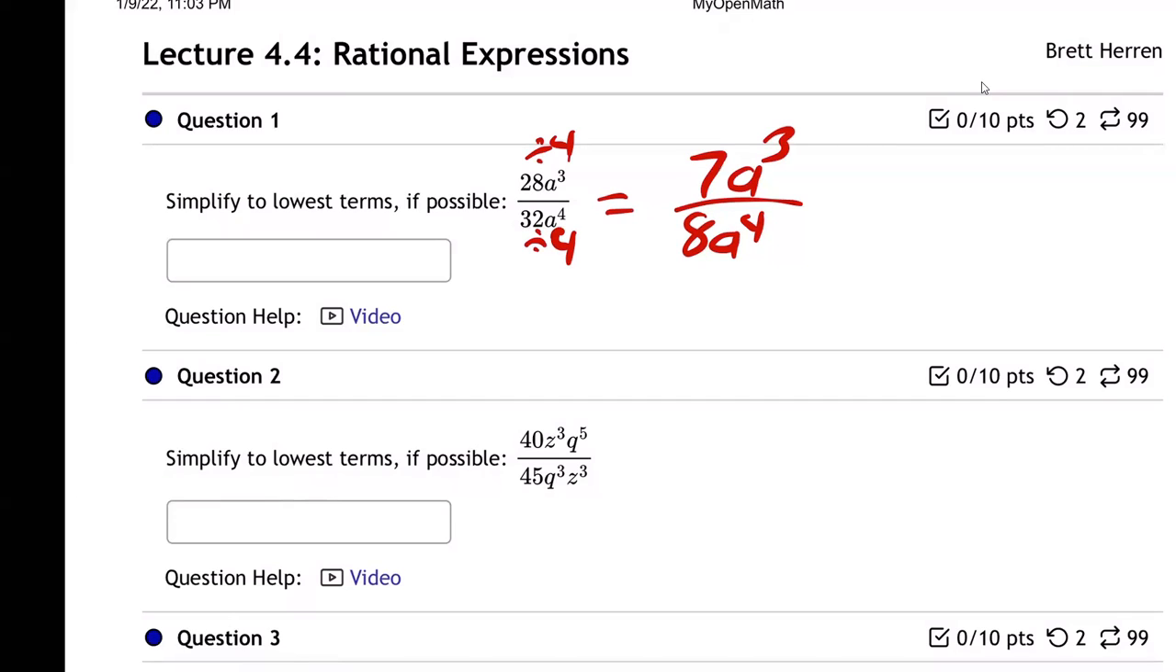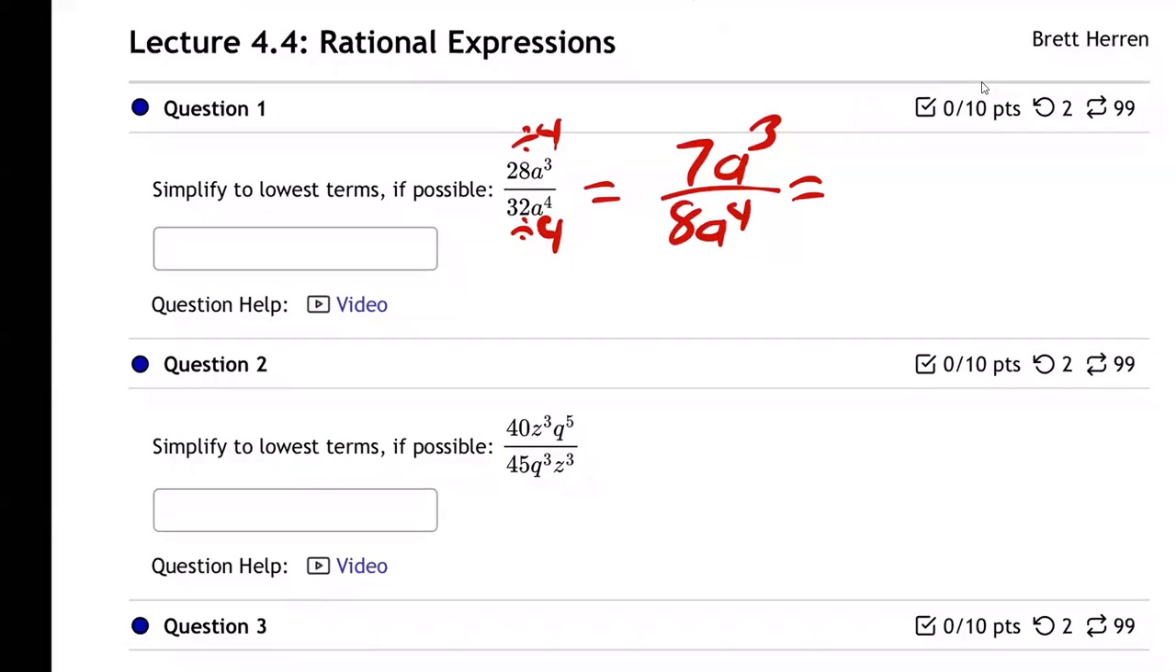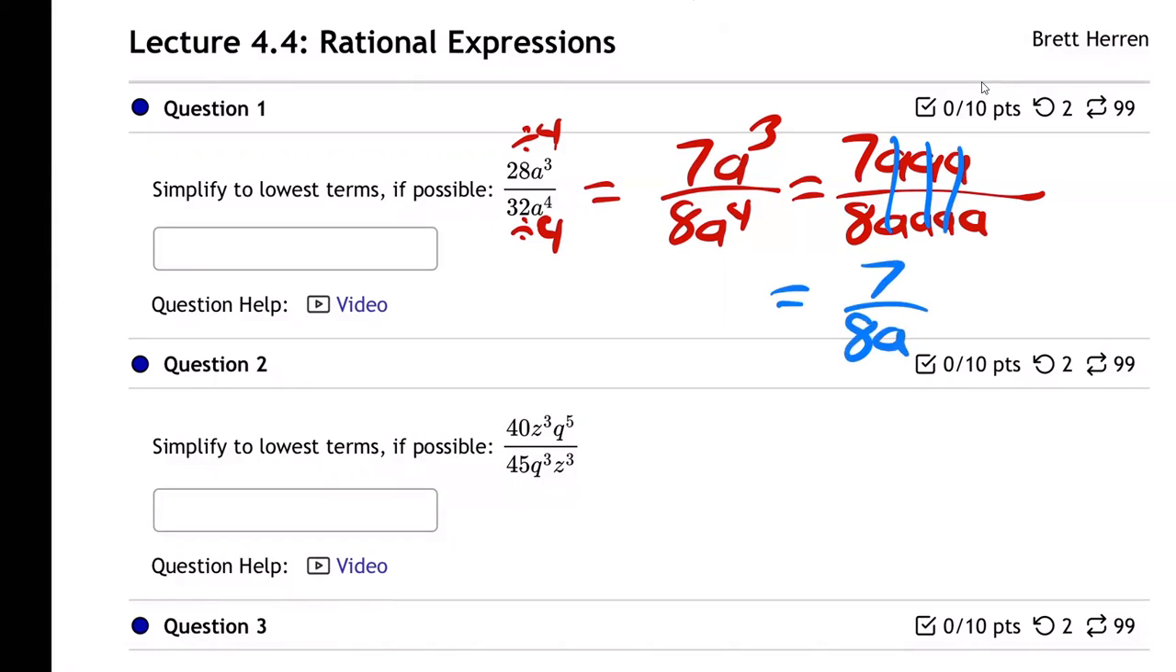And then how do you reduce the a's? You know what we do? We're going to actually subtract the powers. And wherever the bigger one is, that's where the leftover ends up. Let me show why. You don't have to write it out this way, but I'll show it. It's because what that actually means is 3 a's on the top and 4 a's on the bottom. That's what it actually means. And so 3 a's cancel top and bottom, and see what we're left with? A single a on the bottom. So there's our final answer, 7 over 8a. That's what we'll type into the box here, 7 over 8a.